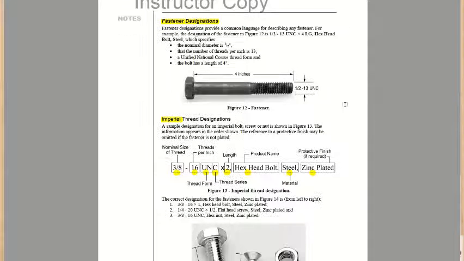So this is what we want to look at: how threaded fasteners are called out on our drawings, the notes that you will see. We can have fasteners that are imperial or metric. So let's look at the imperial thread designations to start.